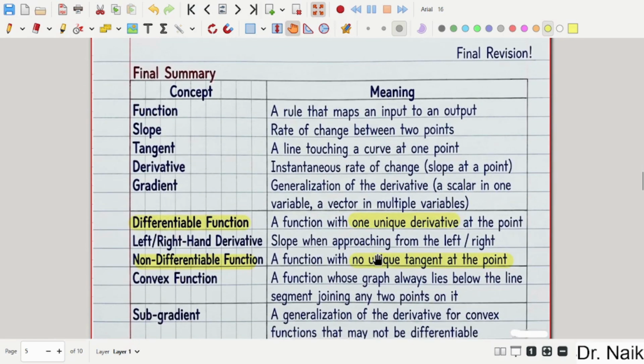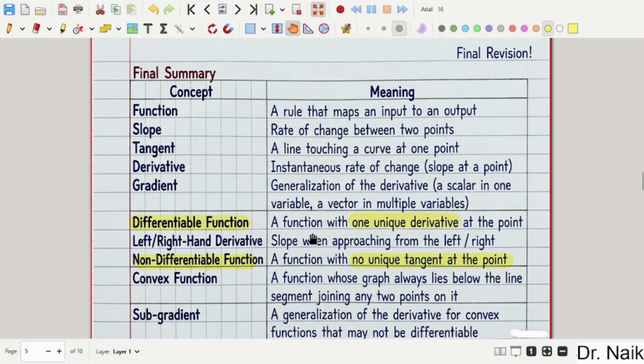Before solving a problem, let's revise some important concepts. A function is a rule that maps an input to an output. Slope is the rate of change between 2 points. Tangent means a line touching a curve at one point, and derivative means instantaneous rate of change, that is, slope at a point. Gradient means generalization of derivatives. It is a scalar in one variable and a vector in multiple variables.